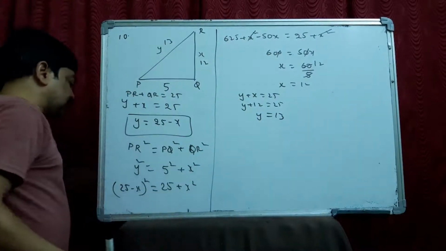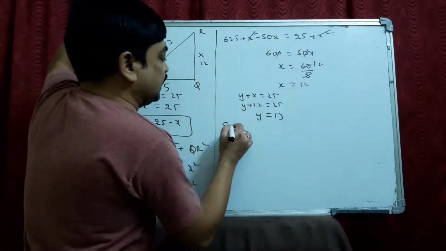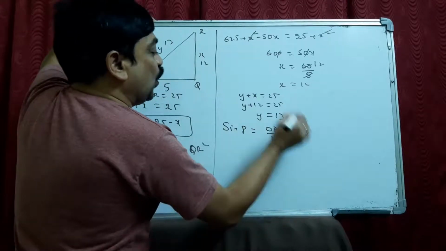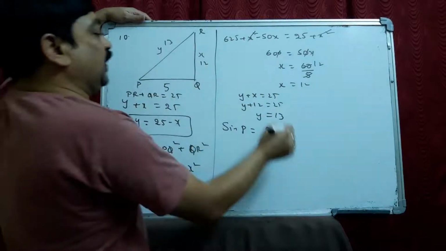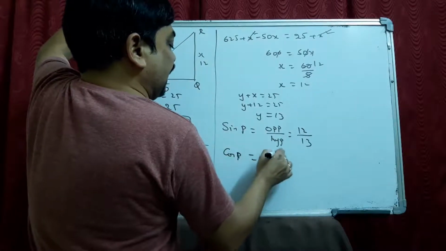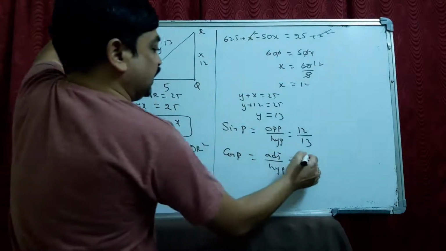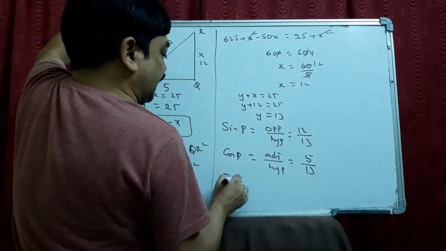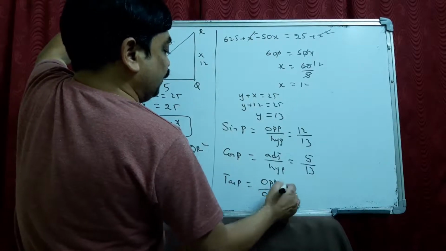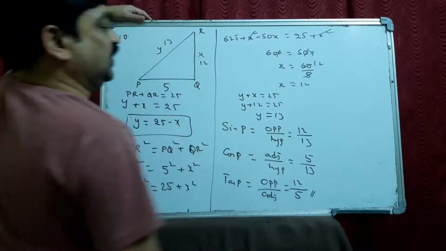Now what did they ask us to find out? Sin P, cos P, tan P. Sin P is opposite by hypotenuse. Opposite to P, 12 by 13. Cos P is adjacent by hypotenuse. Adjacent to P, so 5 by 13. Tan P means opposite by adjacent. Opposite to P, so 12 by 5. Understand, guys?